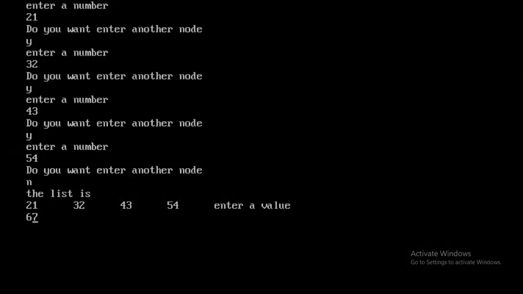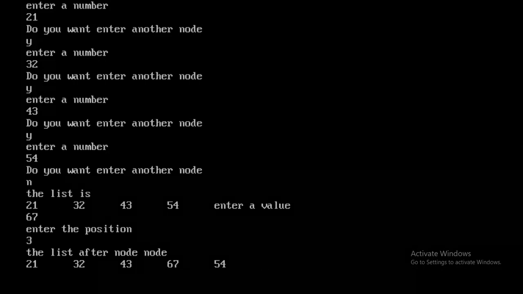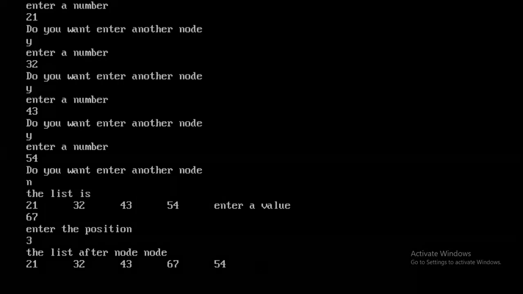Enter the new node. Suppose 67. At what position? 3. If I give 3, the new value 67 is inserted at the fourth position, I think. Current is the current. The new node is inserted after the position, I think.